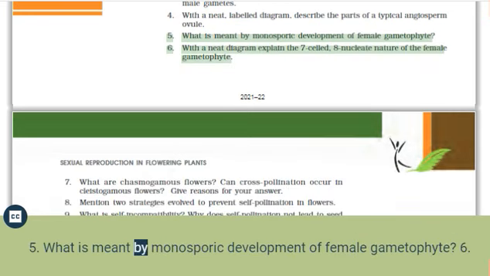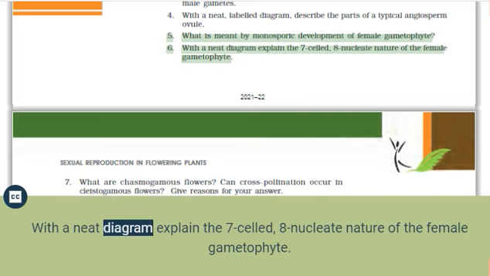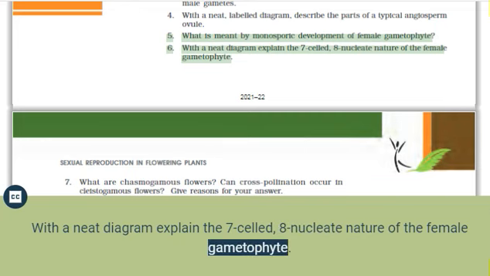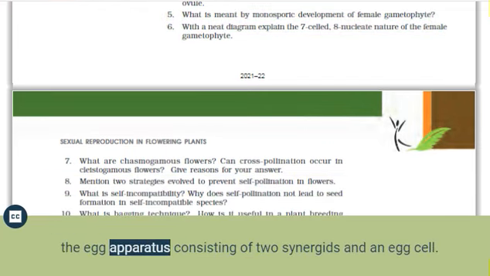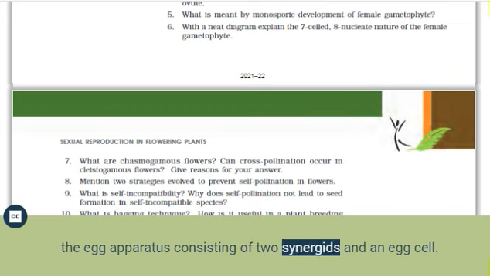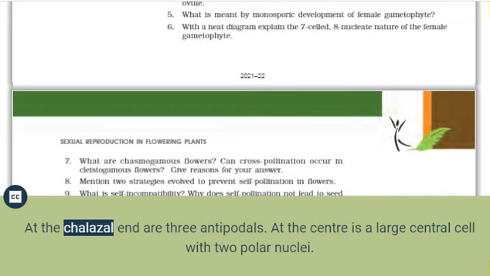5. What is meant by monosporic development of female gametophyte? 6. With a neat diagram explain the 7-celled, 8-nucleate nature of the female gametophyte. The egg apparatus consisting of 2 synergids and an egg cell. At the chalazal end are 3 antipodals. At the center is a large central cell with 2 polar nuclei.